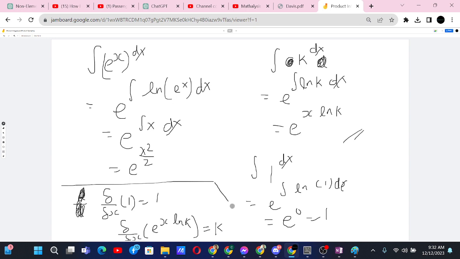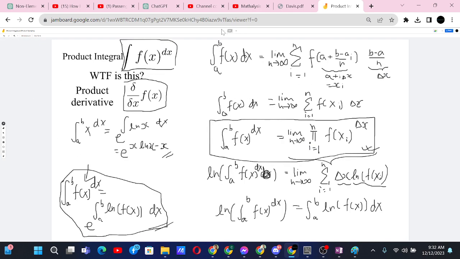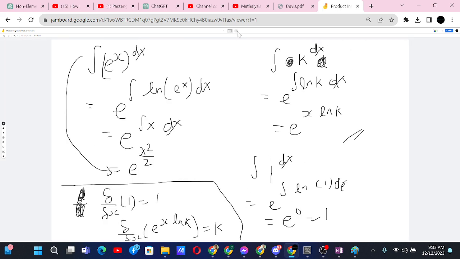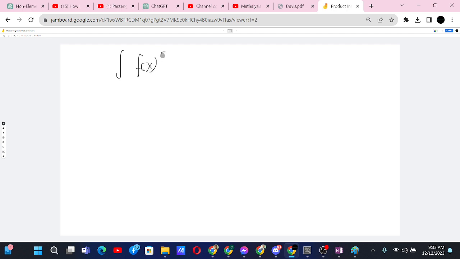But now we might want to find the derivative for any expression, not just for the results that we have found out. We might want to calculate the product derivative for any expression. So how to do that? In that pursuit, we also find out what the product derivative is. Now we know that the product integral of f of x is actually equal to e to the power normal integral of ln of f of x dx.